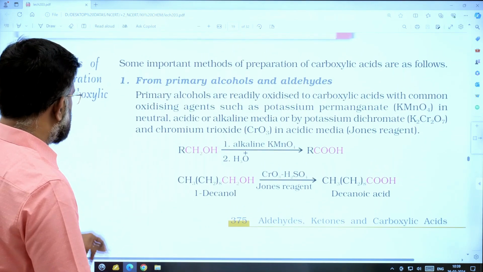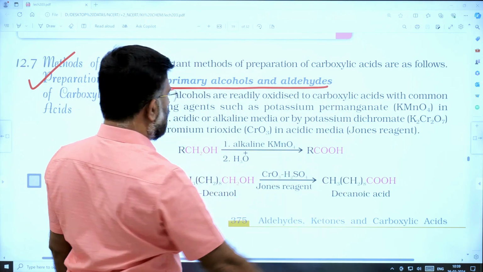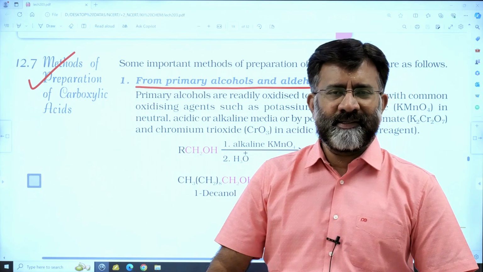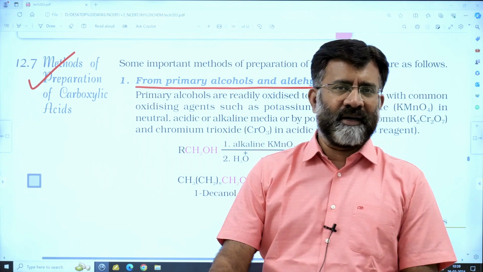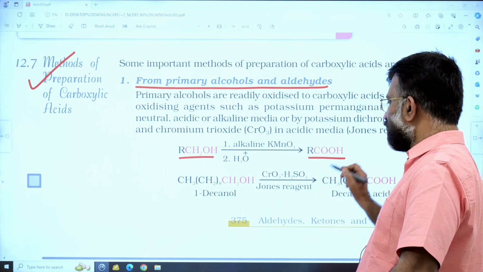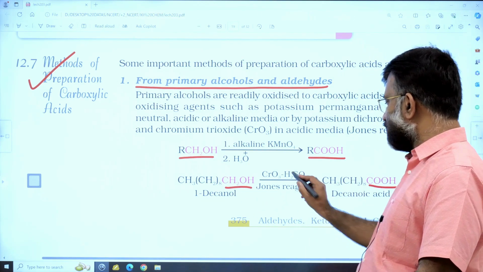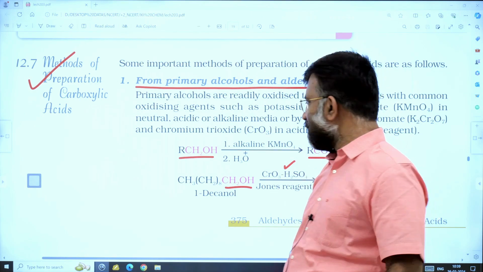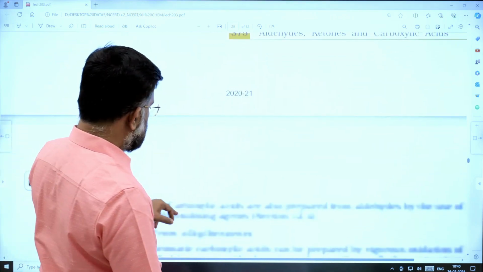Now methods of preparation of carboxylic acid from primary alcohol and aldehyde. Already learned, primary alcohols are easily oxidized to aldehydes, and from there to carboxylic acid without any change in the number of carbon atoms. You see, this is a primary alcohol which is oxidized to aldehyde, from there to carboxylic acid using Jones reagent. CrO3, H plus is called Jones reagent, right?